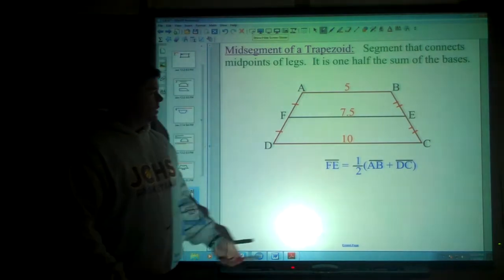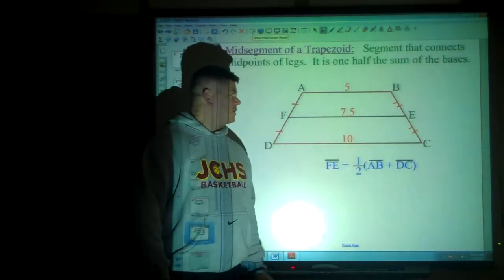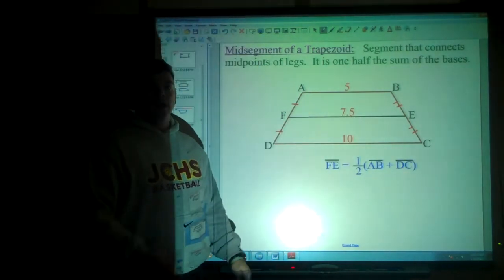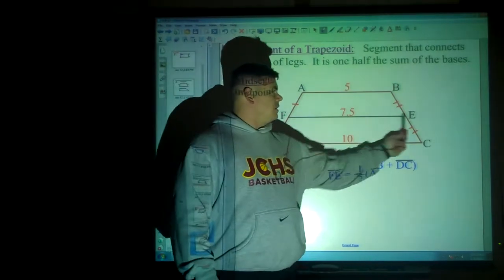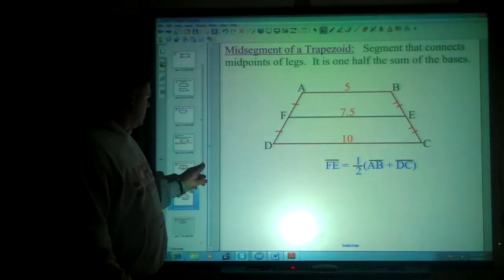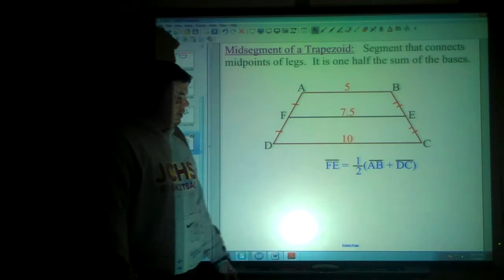Formula: FE is equal to 1/2 the lengths of AB plus DC. In other words, take that length and add it to the bottom length, add the two bases together, cut it in half, and you'll know the exact distance of the mid-segment of the trapezoid. So that takes care of all of our relationships that have to do with trapezoids.